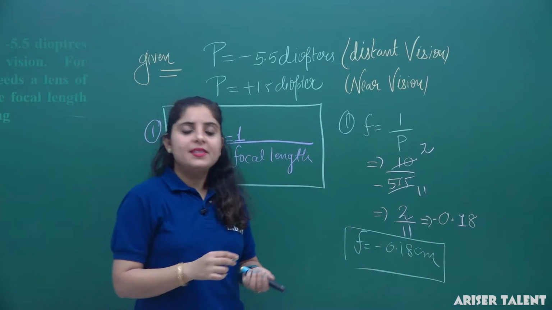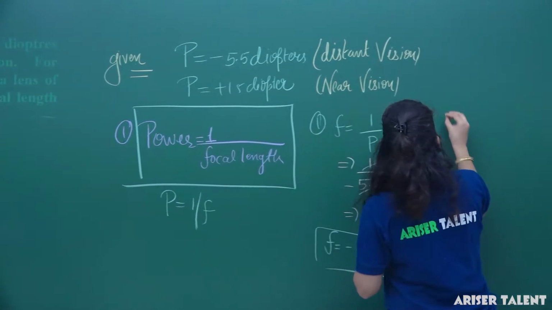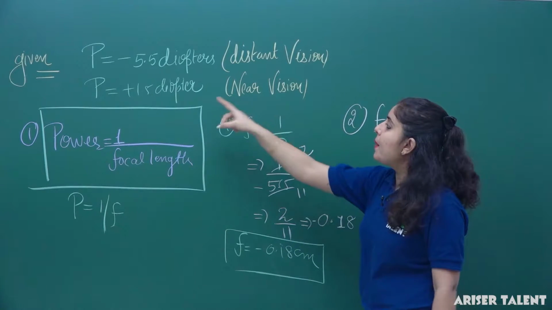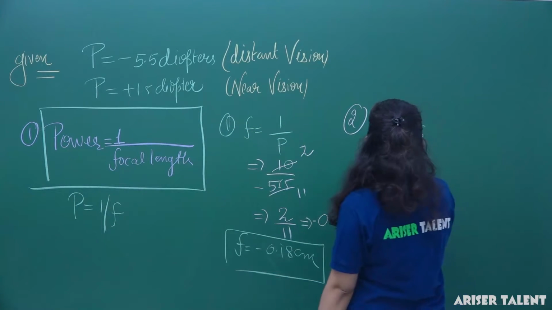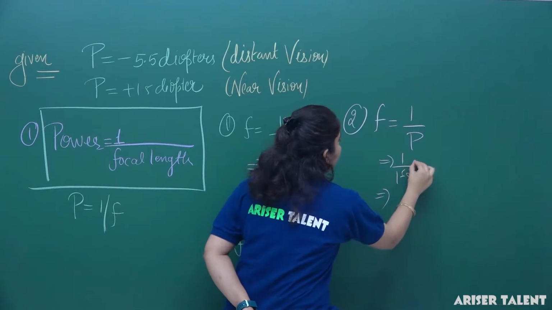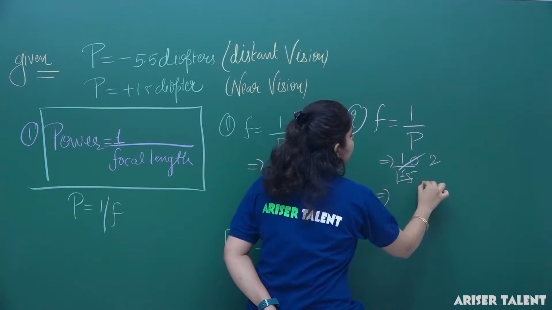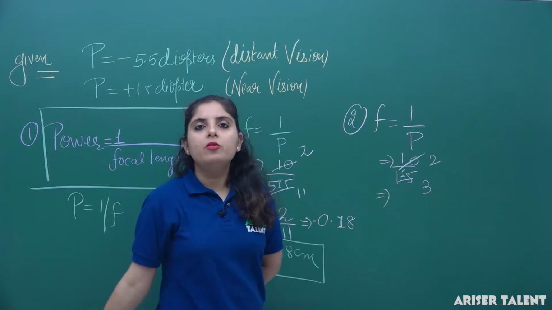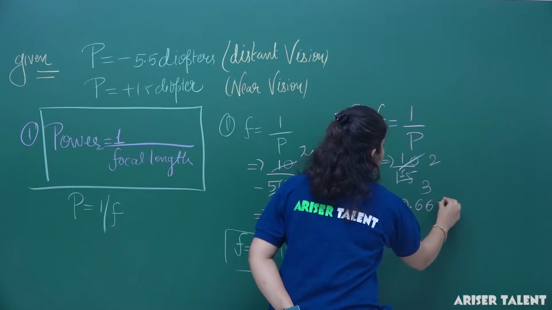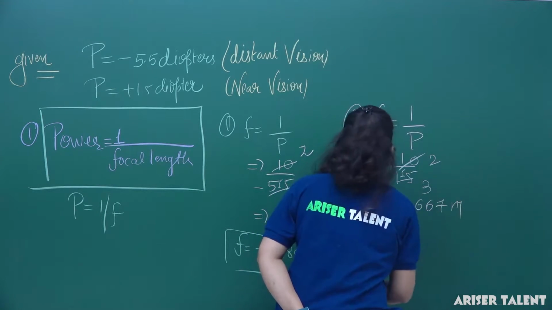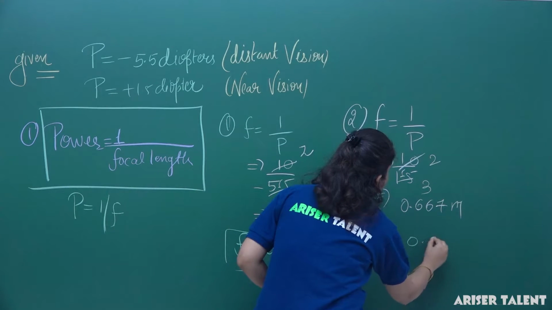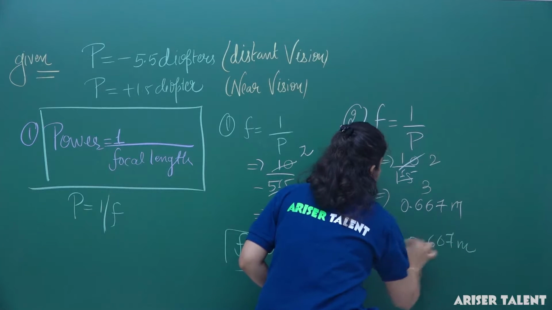Now I am solving the second part here. You can see in the second part, again we will use the same formula, that is f equal to 1 upon P. Now the power given is 1.5 here. Okay, so it is 1 upon 1.5. So if I am going to solve this problem, I will get 5 twos are 10, 5 threes are 15. And what is the value of 2 upon 3? It is going to give you 0.667. Okay, and again it will be in meter. So the focal length came out to be 0.667 meter in this case.